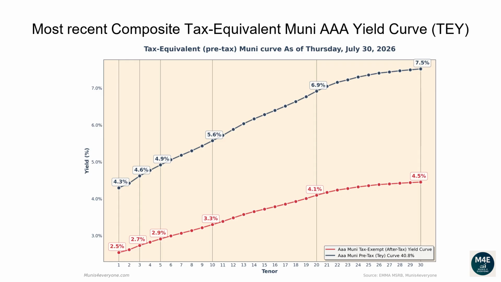The one-year tax-exempt yield is 2.54%, corresponding to a 4.29% tax-equivalent yield for investors in the top tax bracket. The two-year tax-equivalent yield is 4.42%. The 5-year tax-equivalent yield is 4.92%. The 10-year tax-equivalent yield is 5.57%. The 20-year tax-equivalent yield is 6.92%. The 30-year tax-equivalent yield is 7.52%.